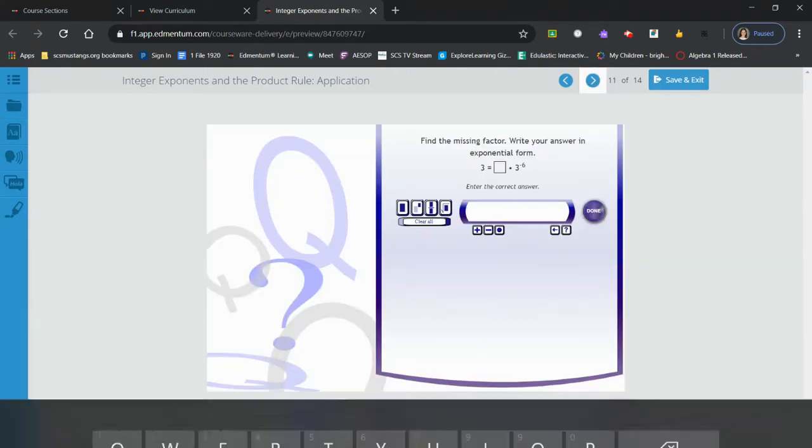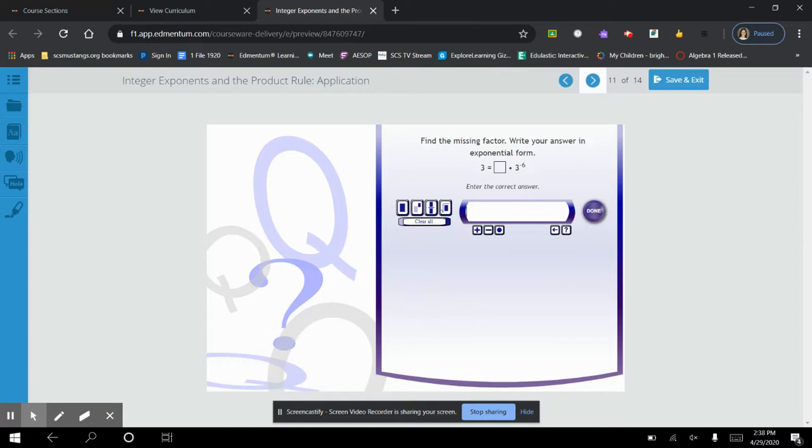And then they do these. They say find the missing factor. Write your answer in exponential form. So if we look at this one, I'm going to rewrite it so it's a little easier to see what's going on. I've got 3 to the first is equal to blank times 3 to the negative 6th.